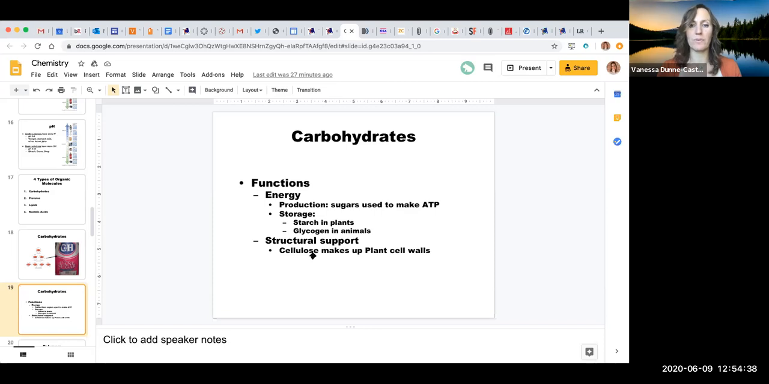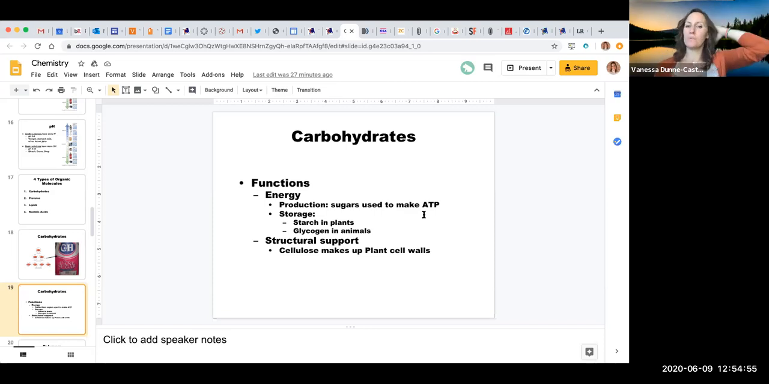structure or structural support. And this was the example I just gave you. Cellulose makes up plant cell walls. Something called peptidoglycan makes up bacterial cell walls. All of those things are types of sugar molecules. And then for energy, sugars are used to make energy, right? In almost every single living thing.